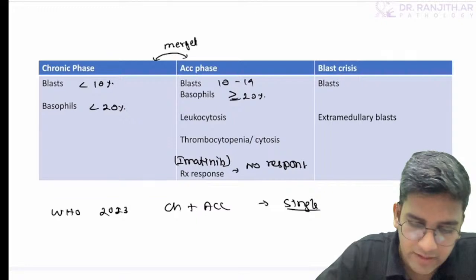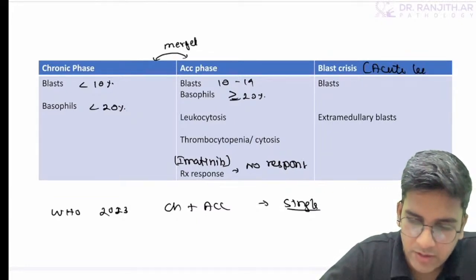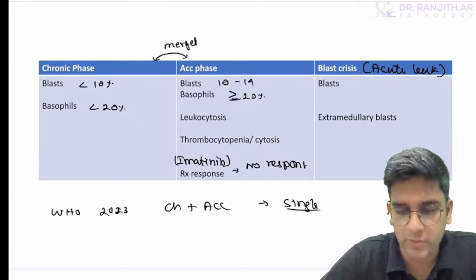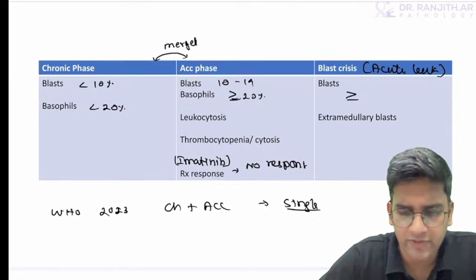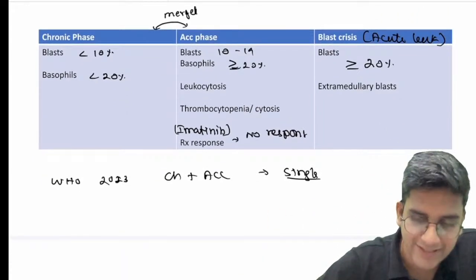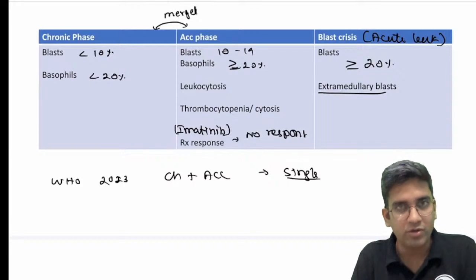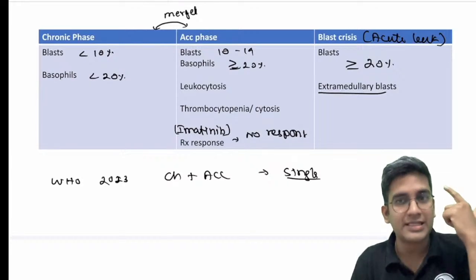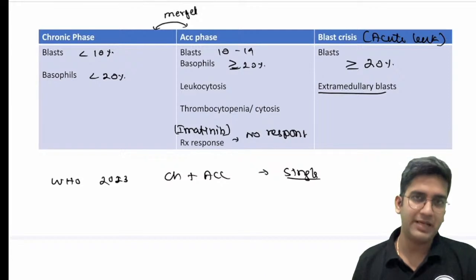Blast crisis, in the bracket, right, is nothing but an acute leukemia. Chronic leukemia has become an acute leukemia, which means blast is more than or equal to, what's the percentage? For every acute leukemia it is 20%, either in PS or bone marrow. And extramedullary blast. When you have blast in the skin, blast in the lymph node, blast in the gums, blast in the retroorbital space, right? That's my extramedullary blast. I call it obviously a blast crisis, fine.